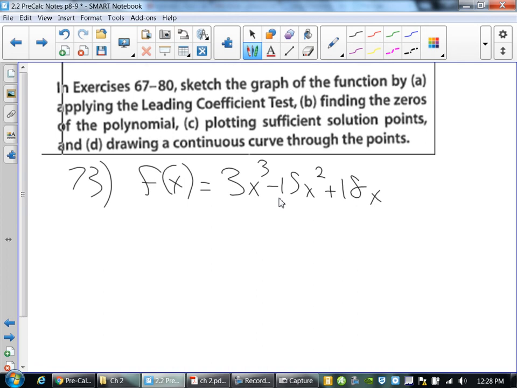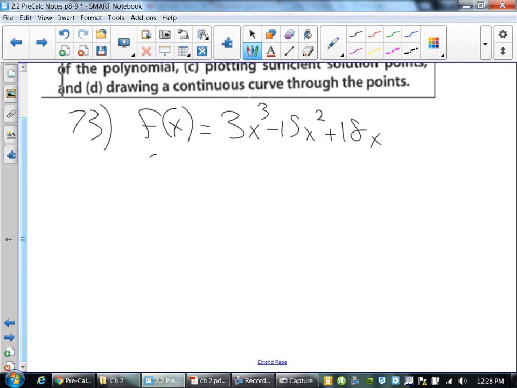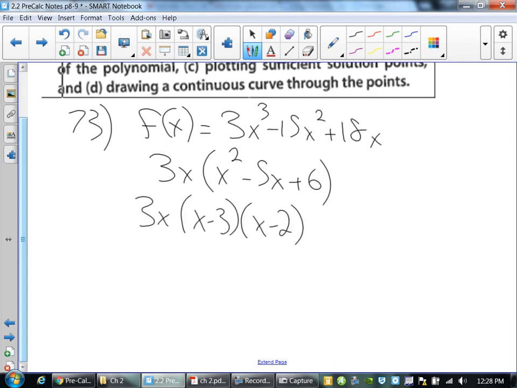What's the first rule of factoring? What is it? 3x. So my GCF is going to be 3x, and I'm left with x squared minus 5x plus 6. So when I factor that the rest of the way, I'm going to get what? Very good. So we have 3x, x minus 3, x minus 2. Does it matter which one goes first? Nope. Not one bit at all.